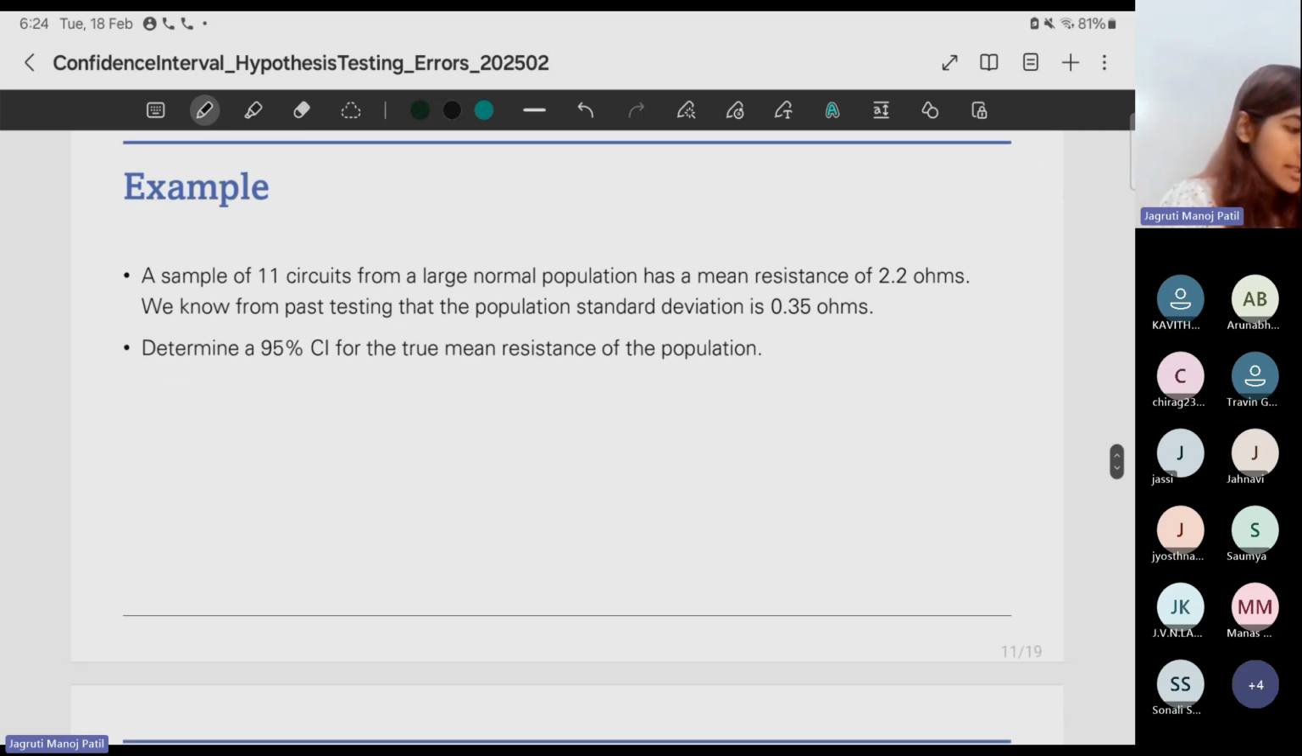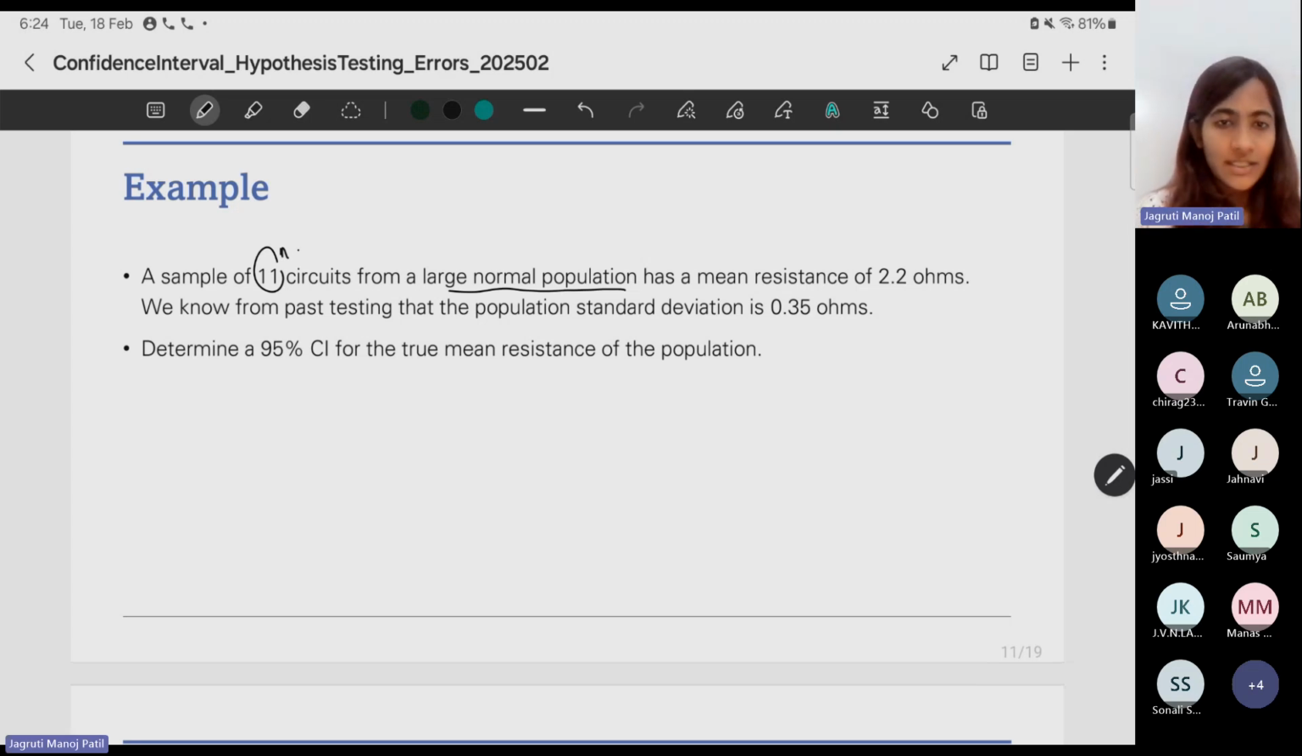A sample of 11 circuits. Here we have the sample size n from a large normal population. They have told us that the population is normal, so it follows a normal distribution, with a mean resistance of 2.2. That is our mu. We know from past testing that the population standard deviation is this. That is our sigma.